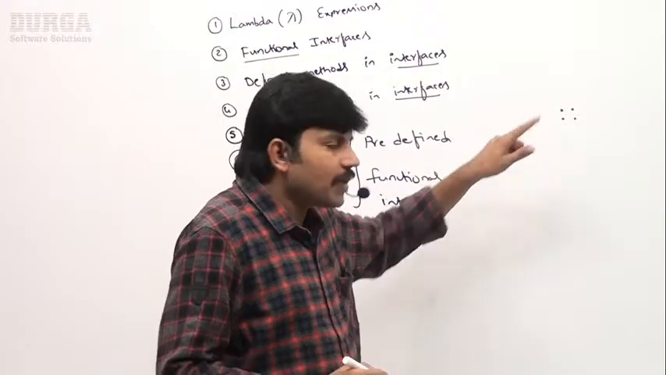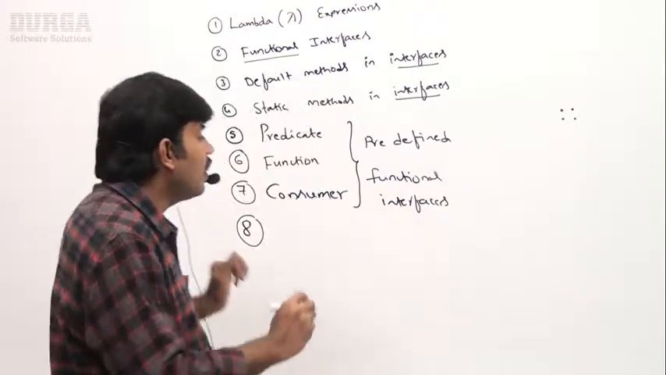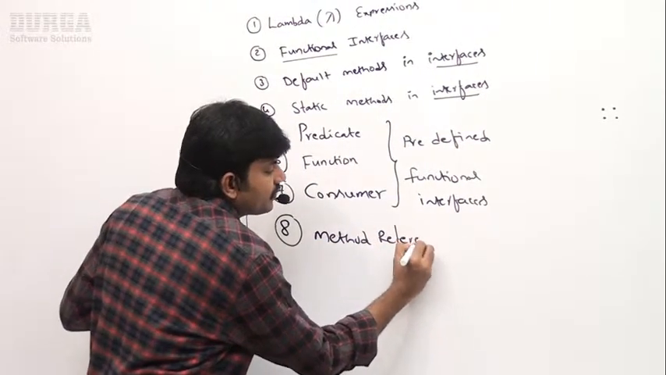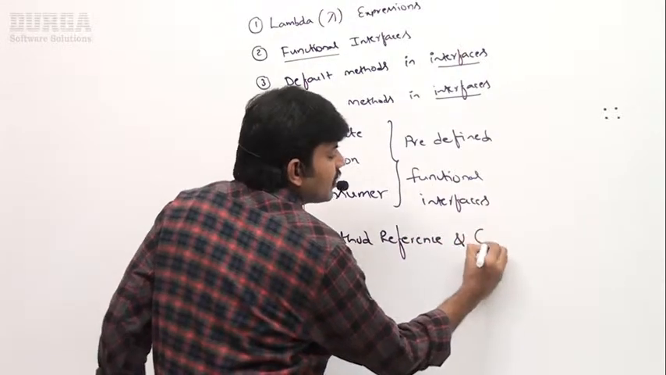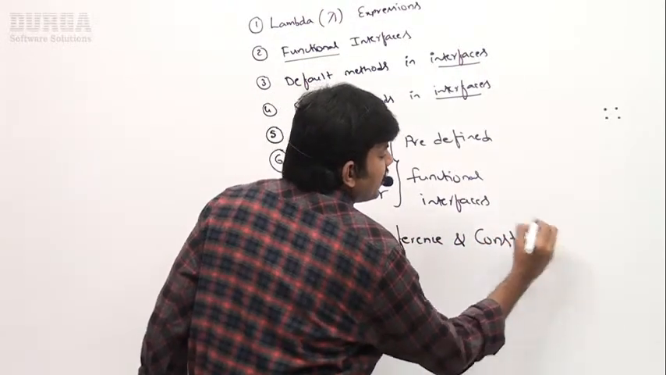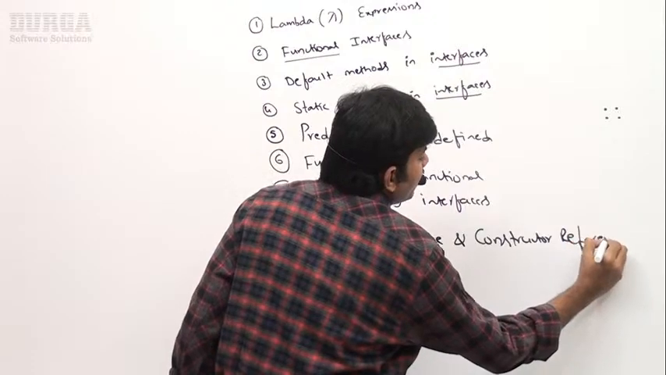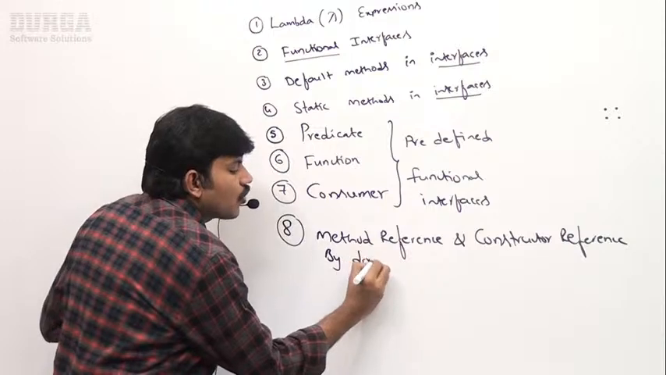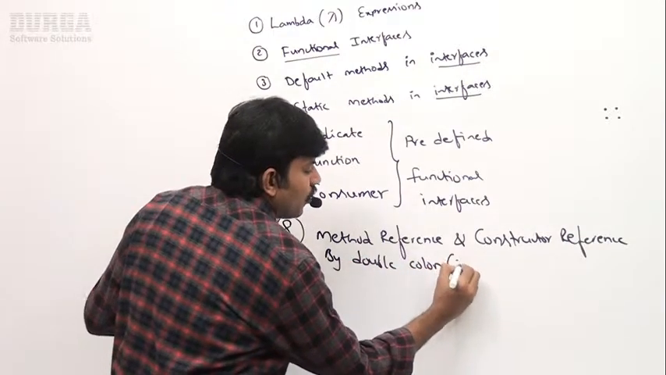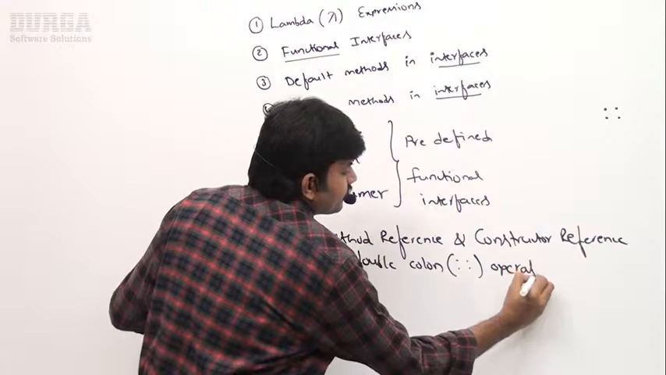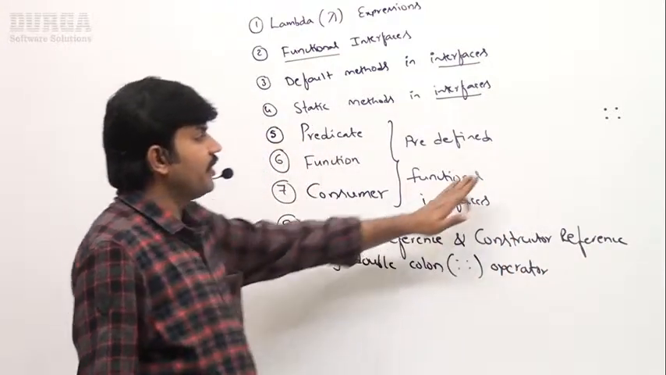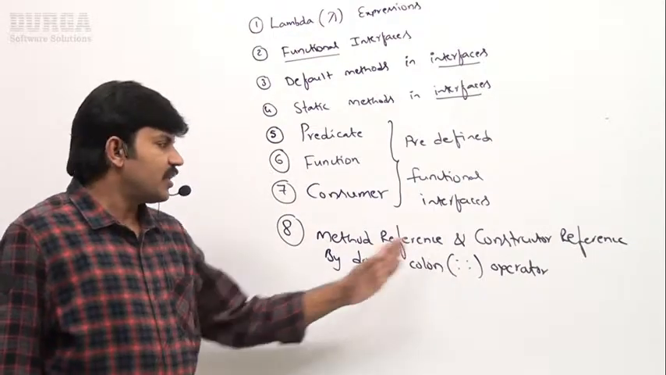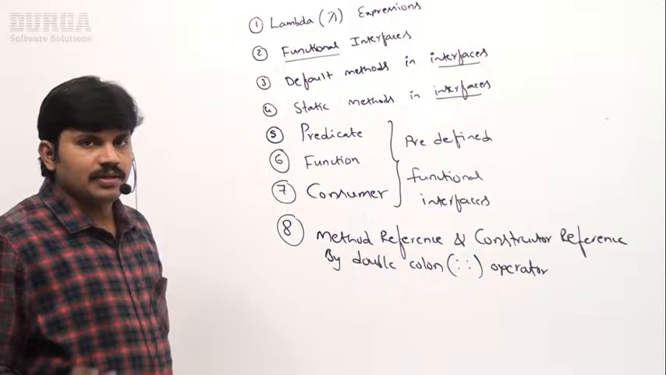What is the purpose of the double colon operator? It is for method reference and constructor reference. Method reference and constructor reference by the double colon operator. You should hear these things; I will explain in detail. Don't worry about that. What is a method reference, how can you use it, what is a constructor reference, and how to use the double colon operator in Java 8.